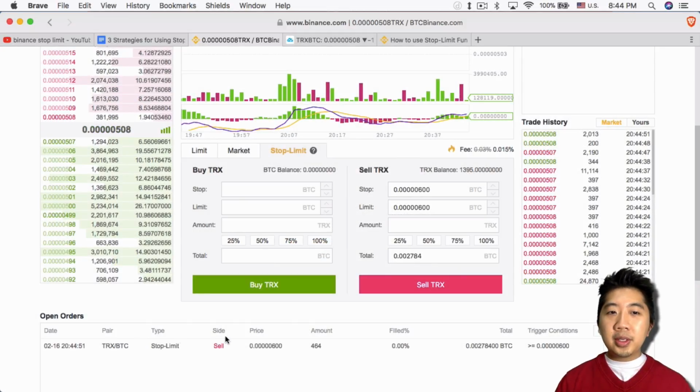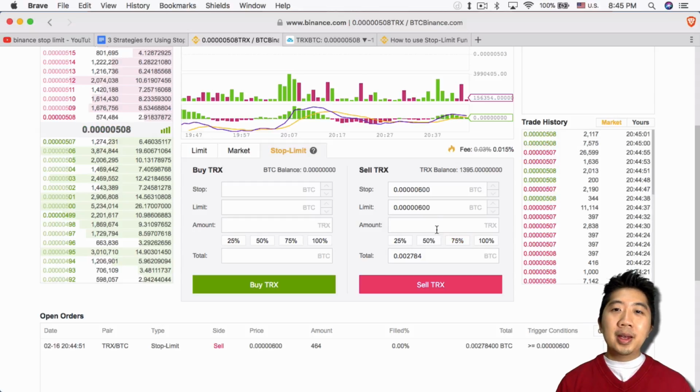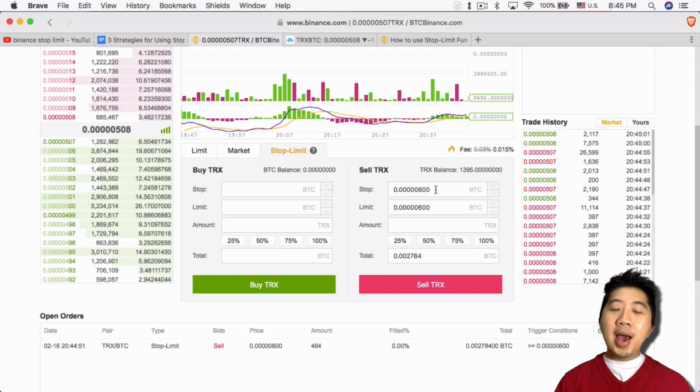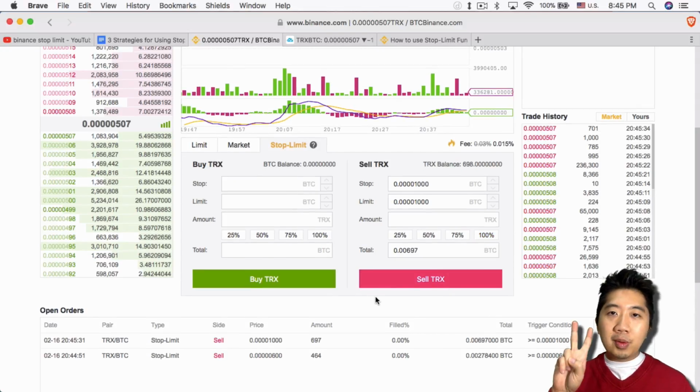And again, it stays on the open orders until the price actually hits 600 Satoshis, which it won't hit that quickly. So now what happens is you can set a second stop limit trade at, let's say you want it to double from this point, so it's going to be 1,000 Satoshis. Let's say you want to sell another 50% of it, the 50% of what you have. So basically you'll be selling a total of 75% of what you currently have. And you say sell.